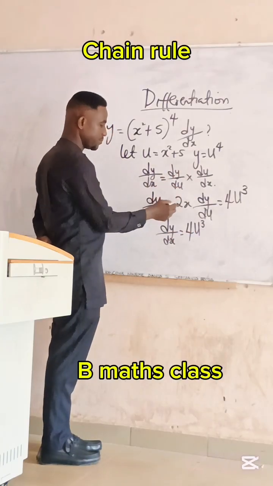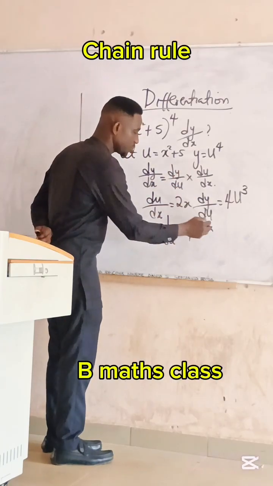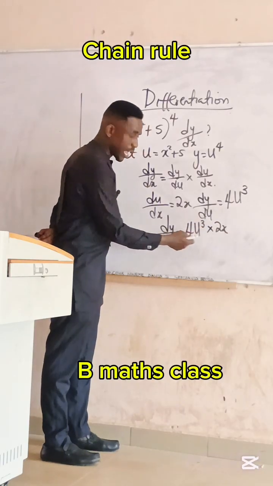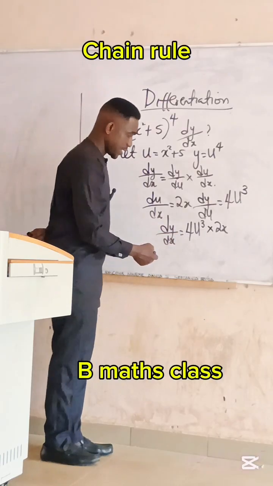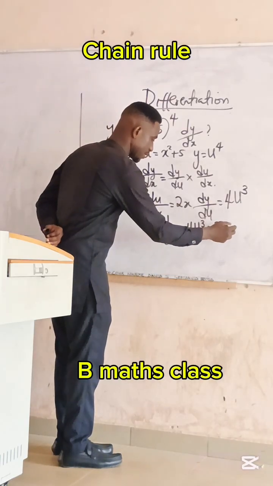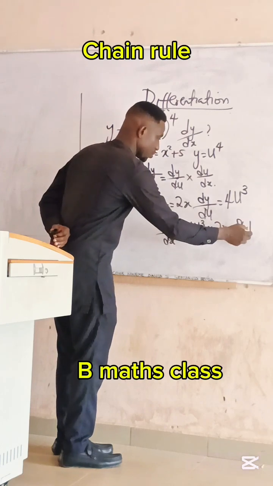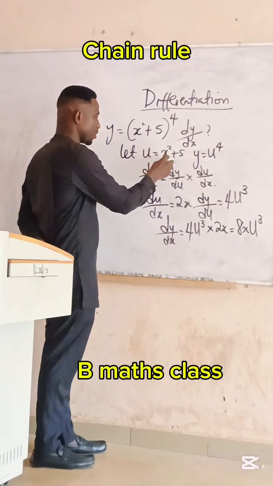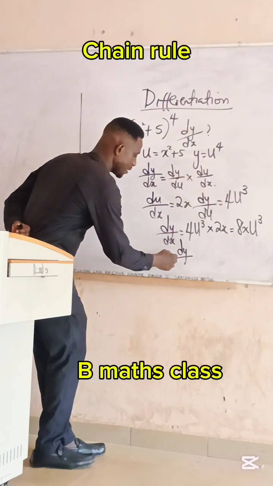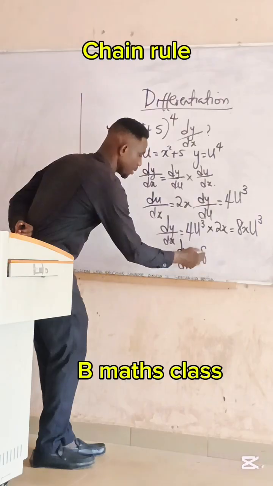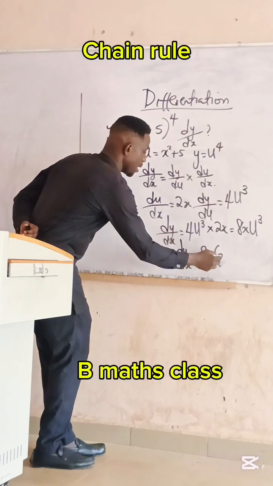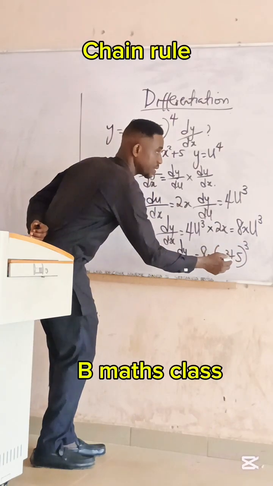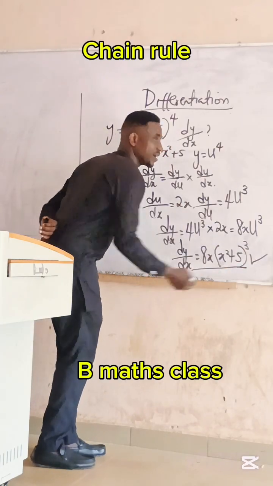Then du/dx means 2x. That means we have 2x. So we can now say that 2x times 4, we have what? 8. So we can write it as 8x u raised to power 3. But we know that u is x squared plus 5. So that dy/dx is equal to 8x into x squared plus 5 all raised to power 3. So this gives us the final answer.